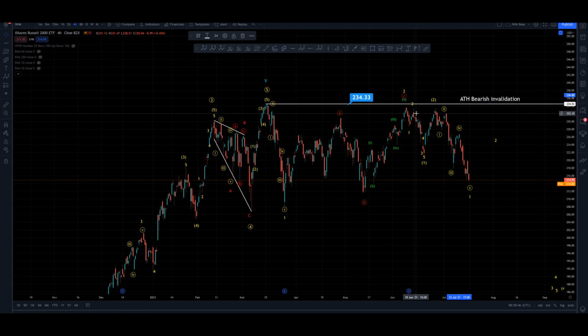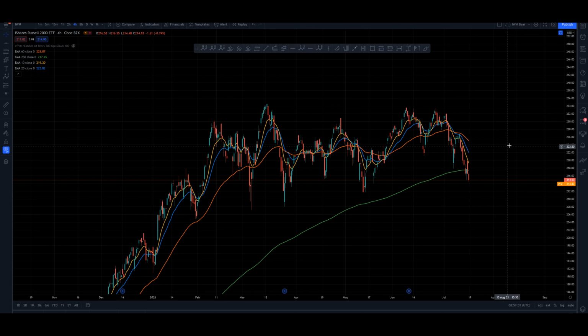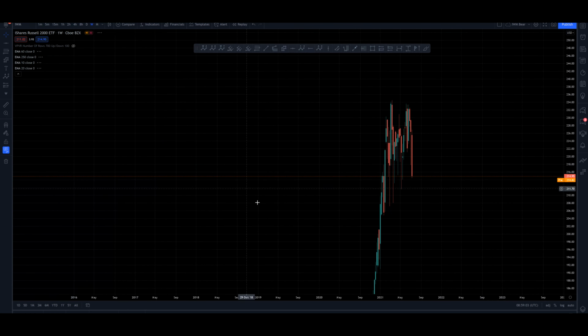Alright then, that is the Elliott wave portion of the video. So let's now have a look at some more basic technical analysis and wrap this rather long-winded video up. Let's hide our count. Let's bring up our 10 in yellow, 20 in blue, 60 in orange, 250 in green exponential moving averages, and we're going to back out to the weekly time frame to do this.